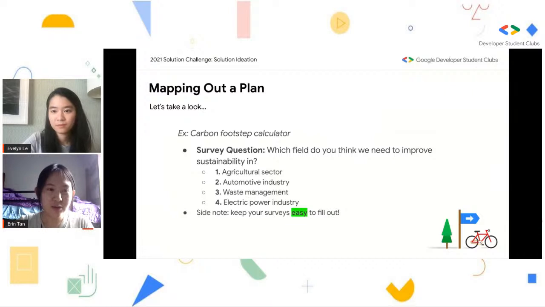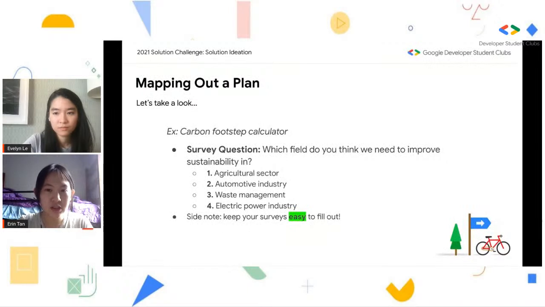From our last workshop, one of the good examples I mentioned was the carbon footprint calculator. So let's say you and your team are working on that project. Your team figures they should send out a survey as a way to analyze what potential users have to say about the community's efforts to improve sustainability. The first question you ask is, which field do you think we need to improve sustainability in? And so we have the agricultural sector, the automotive industry, waste management industry, and the electric power industry.